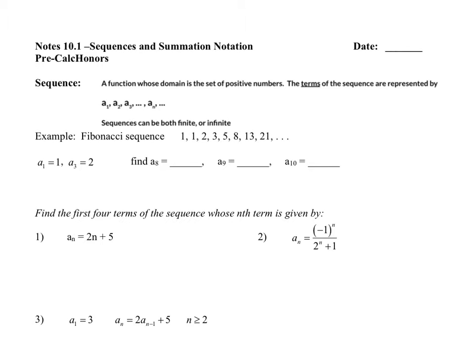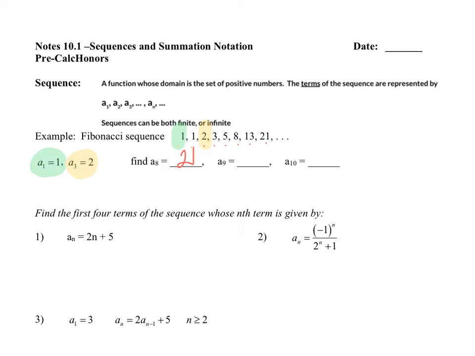You can see here the list of the Fibonacci sequence is 1, 1, 2, 3, 5, 8, 13, 21. They tell us that a sub 1 is 1, and they tell us that a sub 3 is 2. What they're telling us is that the first number in the list is 1, and that the third number in the list is 2. When they ask us for a sub 8, they're looking for the 8th term. So we have 1, 2, 3, 4, 5, 6, 7, 8. The 8th term is 21.